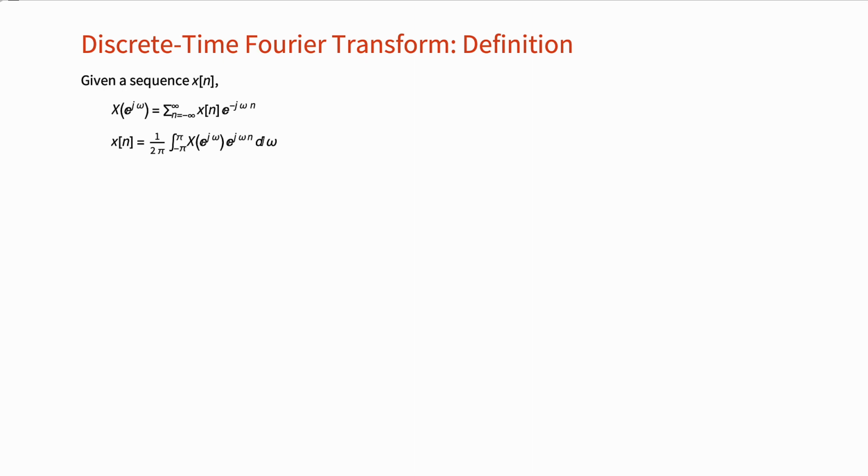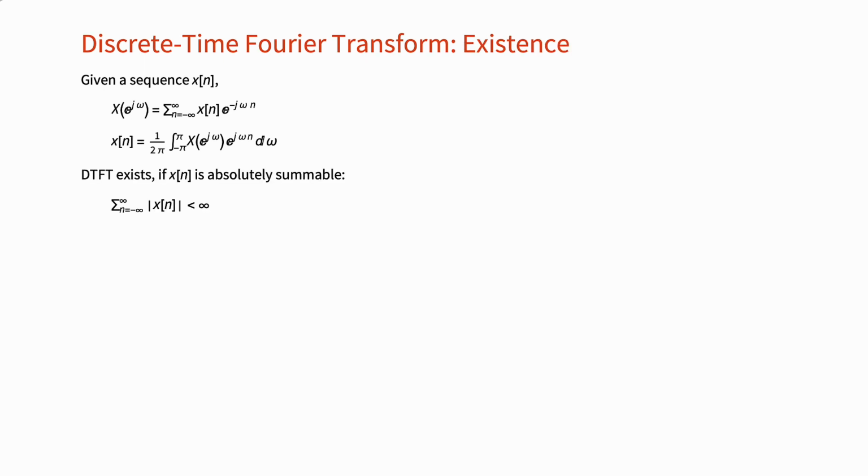The discrete-time Fourier transform is an infinite series, and so it may or may not converge to a finite value. A sufficient condition for the existence of the discrete-time Fourier transform is that the sequence x of n should be absolutely summable. In other words, the sum of absolute values of x of n going from minus infinity to plus infinity should be finite. To prove this, assume that the condition is satisfied and x of n is absolutely summable.